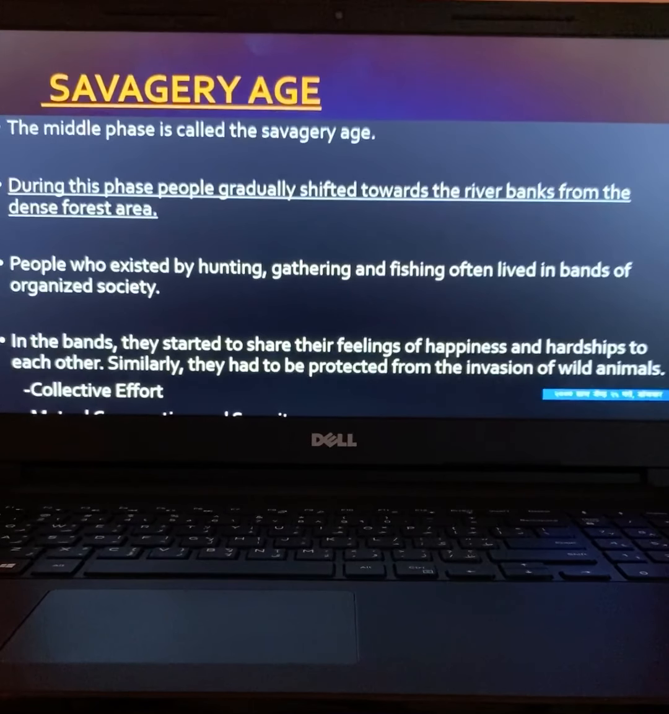Invasions means occupations or takeover. You must be familiar with the word invasions. Invasions means China occupied our land in 1959.